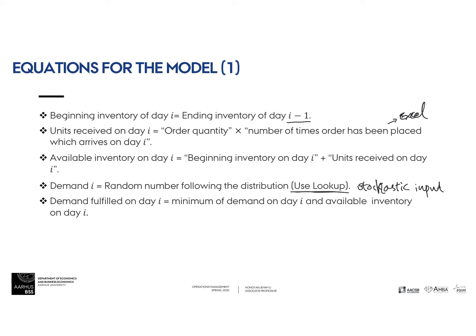Given we know the discrete distribution, easily you can use the lookup function in Excel. And then we have the demand fulfilled on day I. So that's actually the minimum between the available inventory on that day and the demand required. That can also be realized in your Excel model more intuitively.